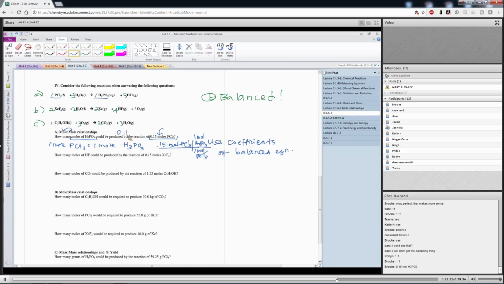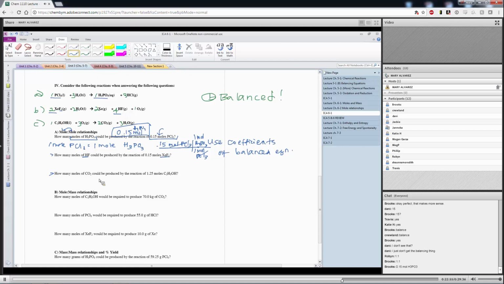.15 moles H3PO3. That's the answer. Okay. You're going to do the exact same thing these next two. You're going to look for the relationship between the HF and the XeF2 in my original equation. So in this case, it's going to be 4 to 2.